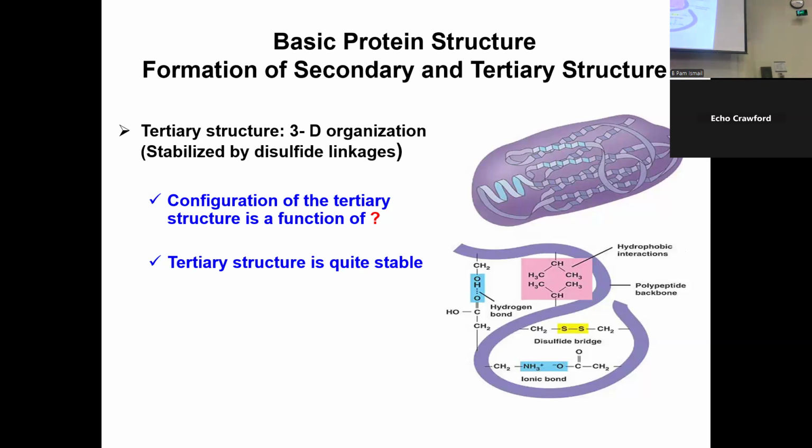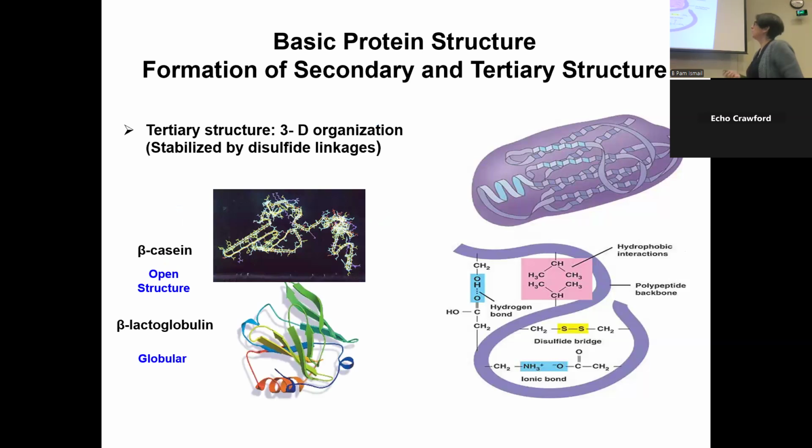They have to form another stable form through quaternary structure, and we'll talk about quaternary structure in a minute. But tertiary is more stable than secondary structure. And there are different configurations for tertiary structure. You have the most common globular structure, that is, folded on itself. And a unique structure for beta casein is the open, flexible structure.